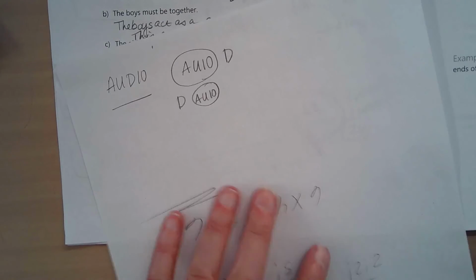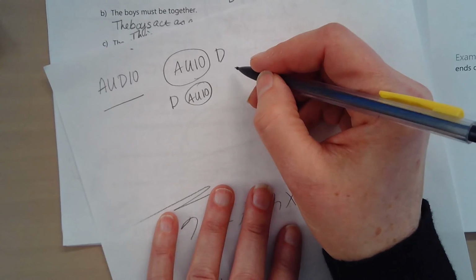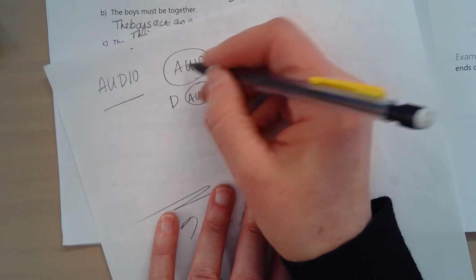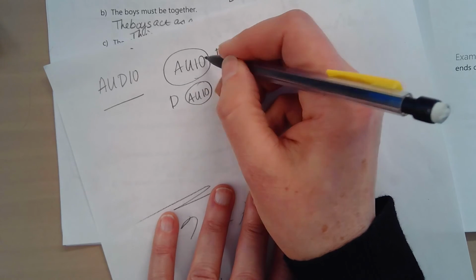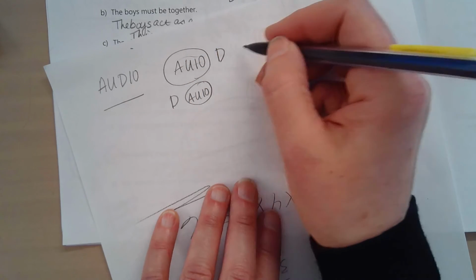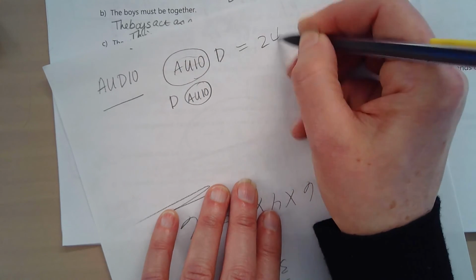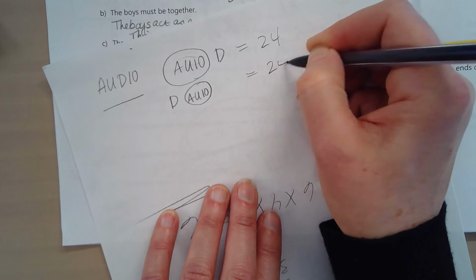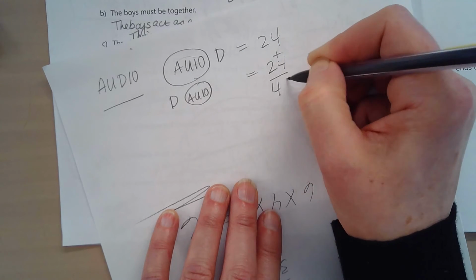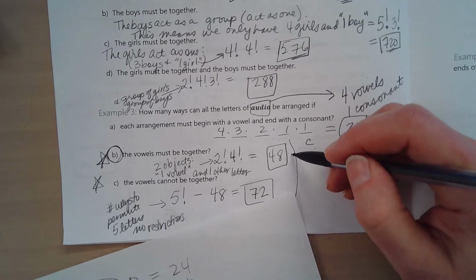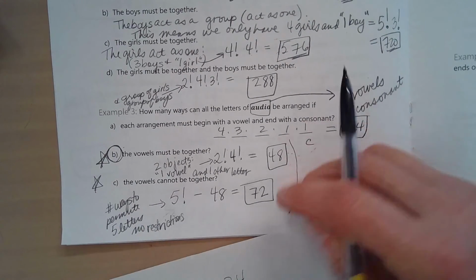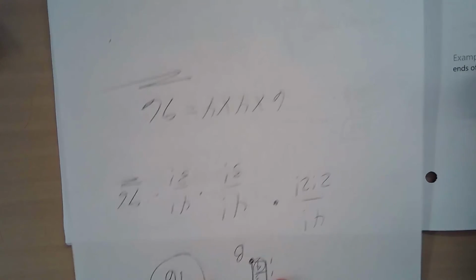The vowels must be together. And then I can permute these 24 different ways, right? So these are permuted 24 different ways. So that gives me 24 cases here and 24 this way. That gives me the 48, right? That gives me that 48. So that's correct. Yeah, that's correct.